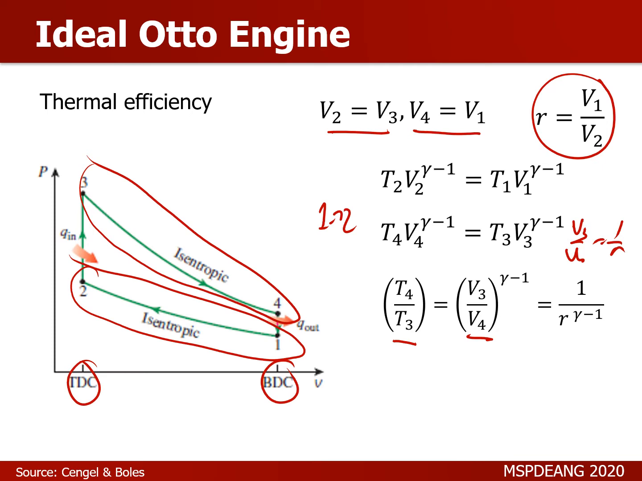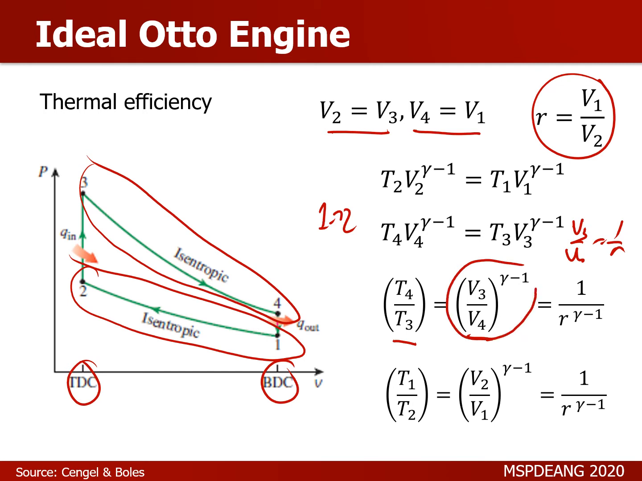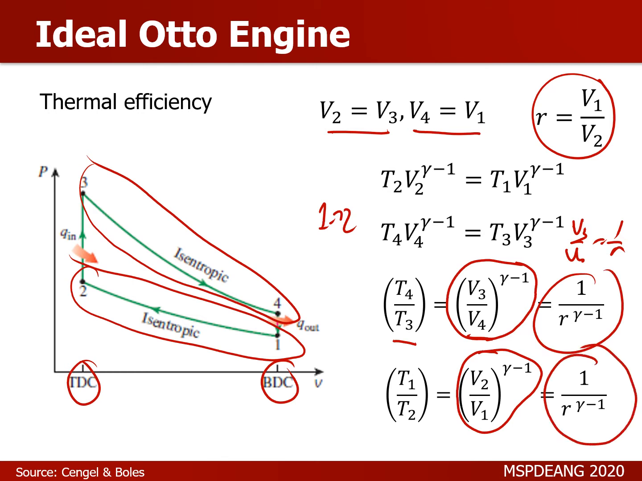And similarly, for V1 and V2, you can define T1 over T2 is now equal to V2 over V1 raised to gamma minus 1, and this is equal to 1 over r raised to gamma minus 1. So as you can see now, the ratio V3 over V4 raised to gamma minus 1 is equal to V2 over V1 raised to gamma minus 1, and they equal 1 over r raised to gamma minus 1. Meaning, you can now have a relationship between T4, T3, T1, and T2.